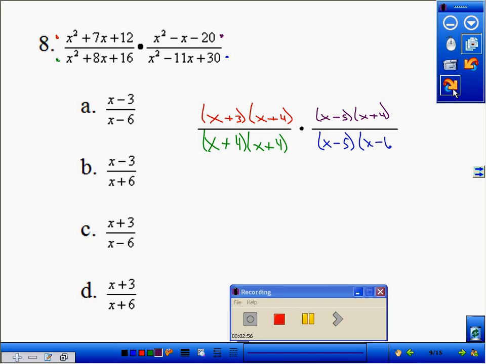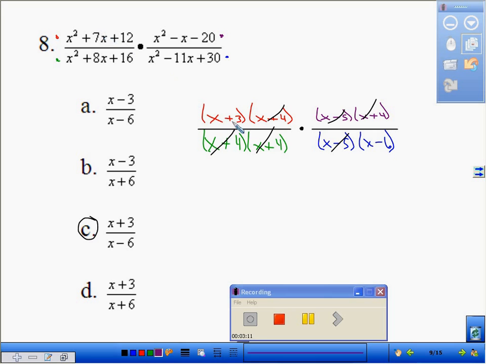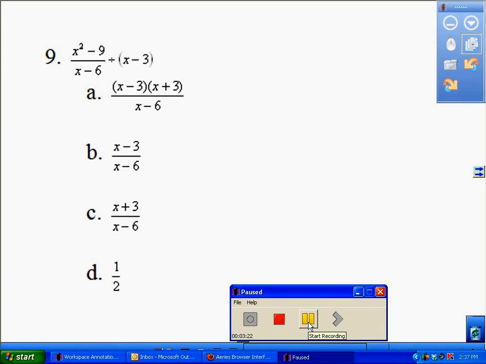Okay, we go through and cancel pieces from top and bottom. We have x minus 5 and x minus 5, x plus 4 and x plus 4, and x plus 4 and x plus 4. And we're left with x plus 3 on top and x minus 6 on bottom. Again, the way we got from here to here was we used the magic x. 12 on top, 7 on bottom. Two numbers that multiply to be 12 and add to be 7 are 3 and 4. So it's x plus 3, x plus 4. And we just did that for every one of these pieces.